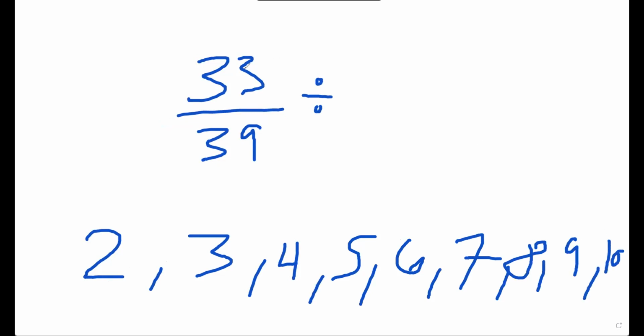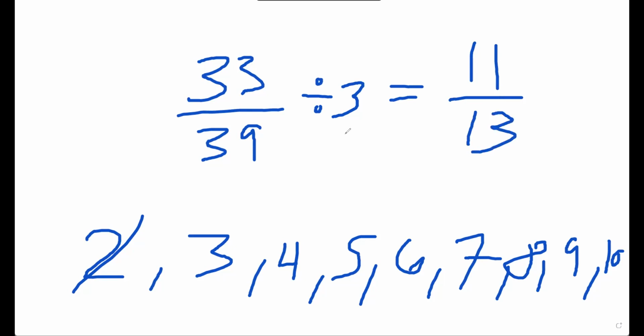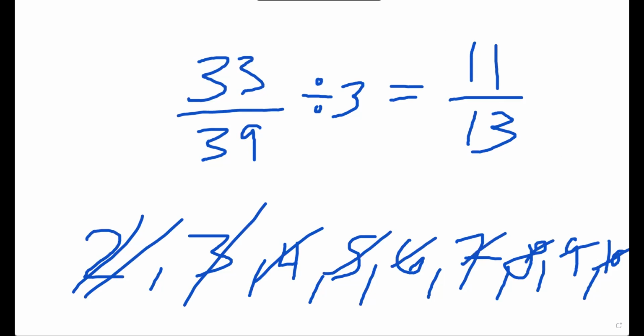So check to see. Can this be divided by 2? No. Can it be divided by 3? Yes. That would get me 11 over 13. Okay, can this be divided by 2? No. 3? No. 4? No, no, no, no, no, no, and no. And that's how I like to simplify when you're simplifying by hand.